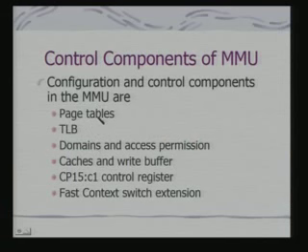So, the configuration and control components in the MMU are obviously the page tables, the TLB, domains and access permissions. Here you have a concept of domains, which is used in ARM to define the permissions. Then caches and write buffers, and how they are to be configured. Then CP15, which I told you is the system control coprocessor, manages the MMU and provides a management interface to it. And there are also additional hardware extensions of this architecture which provide for fast context switch.